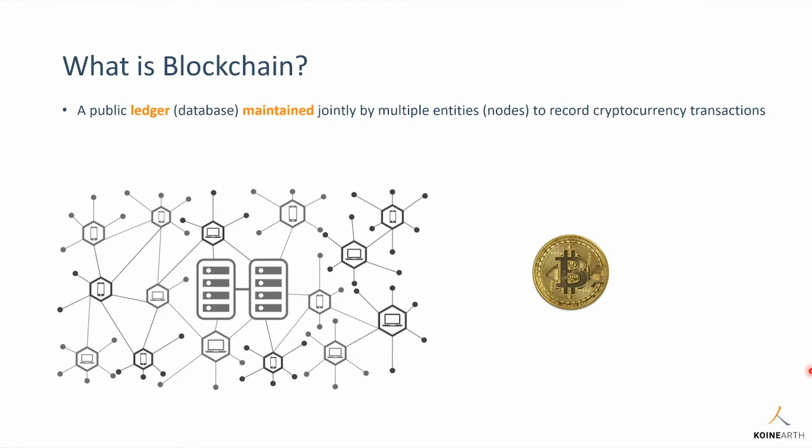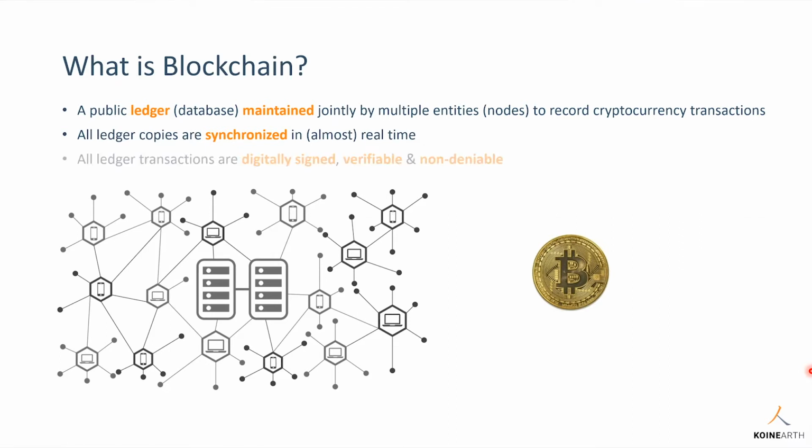And once you know the history of the technology, then when you hear the definition of blockchain, it makes sense. A blockchain is a public ledger or a database which is maintained jointly by multiple entities to record cryptocurrency transactions. One of the underlying properties of the technology is that all ledger copies are synchronized in almost real time. And finally, to ensure the security and the authenticity of the data being recorded, they used cryptography and digital signatures. So all ledger transactions were digitally signed, verifiable, and non-deniable.